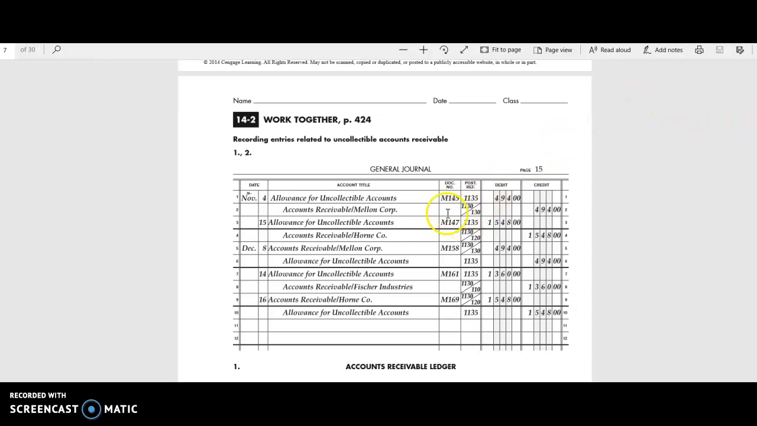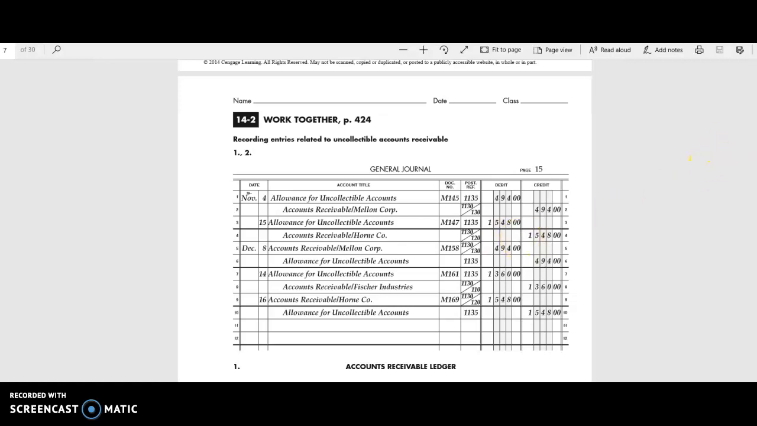The memo 147, now don't worry that we're skipping memo numbers in the general journal. Memos can be recorded in other journals also. So we've got the $1,548 debit to allowance for uncollectible accounts. We've got the $1,548 credit to both account receivable and Horn Company. We're writing the slash in because when we post these, which we're doing next, we're going to post to allowance for uncollectible accounts and both account receivable and the individual customer's account receivable account.